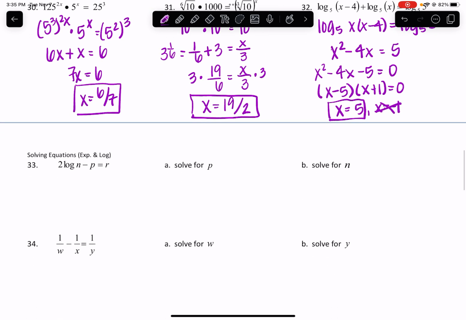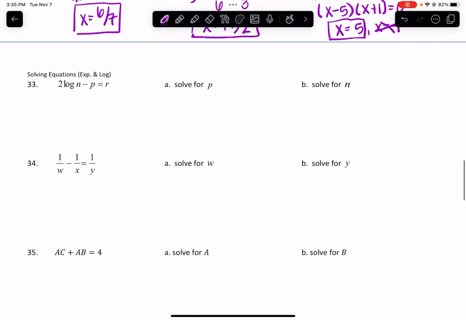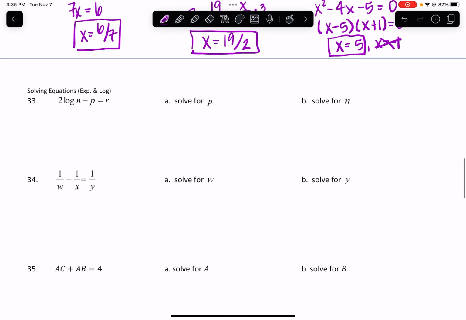So this next one is for 33, 34, and 35. These are your literal problems from Friday. So the first one, we're going to solve for P. So I have 2 log of n is equal to r plus P. 2 log of n minus r is equal to P. And that problem is done.